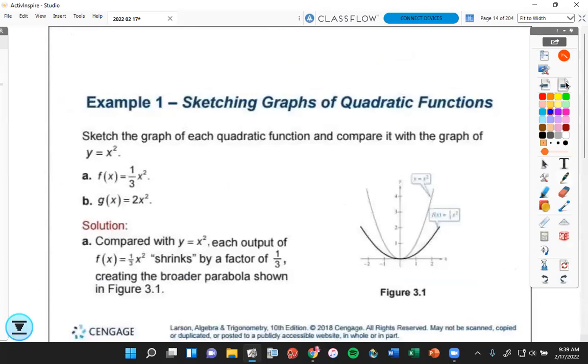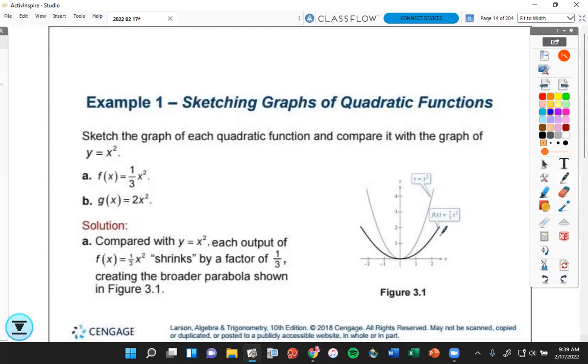So the difference between y equals x squared and y equals 1/3 x squared. What does the 1/3 do? Wider, okay? So remember, the closer to 0 it is, the wider it is, all right? And so you can see in this graph on the right side here, the light parabola is going to be your y equals x squared, and the dark one is going to be your 1/3 x squared.